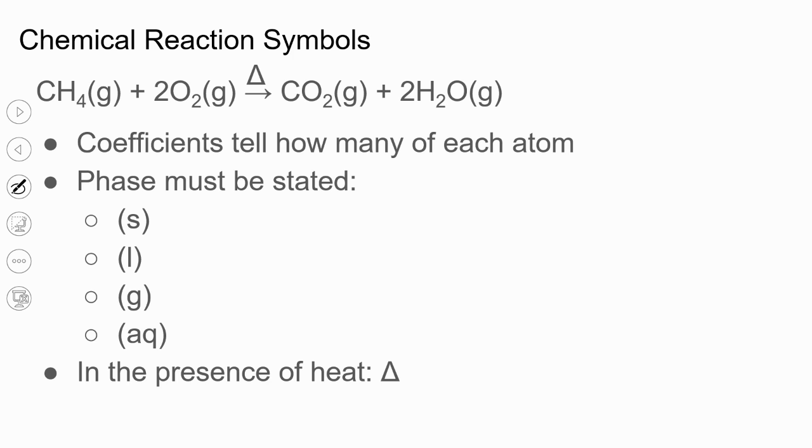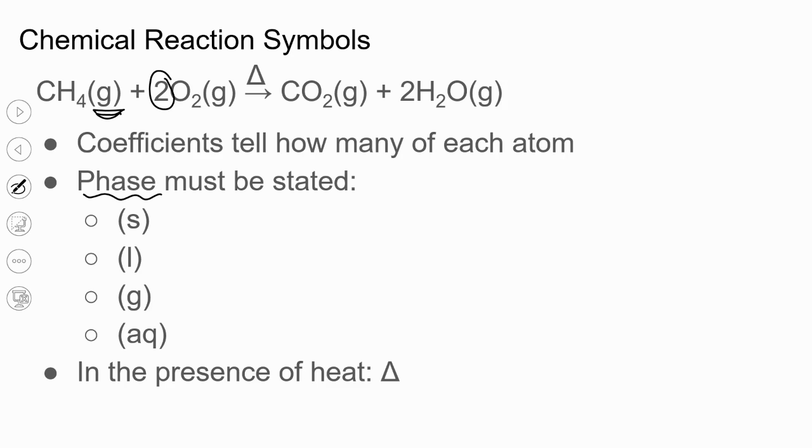So here are some more symbols. This is our phase symbol. So let's guess what these are. So the coefficient, this is a coefficient. This just tells us how many molecules we have. 2 O2 molecules. We have 2 H2O molecules. We have 2 water molecules here.